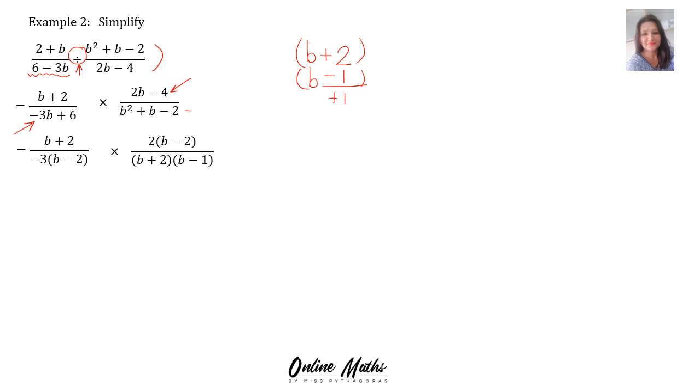So now everything is factorized. Now I can cancel out. The whole b plus 2 cancels with the whole b plus 2. The whole b minus 2 cancels with the whole b minus 2. And then I'm left on the numerator with a 2 and at the denominator minus 3 bracket b minus 1. And then I can also multiply in the minus 3 and the minus 1. And I end with 2 over minus 3b plus 3.